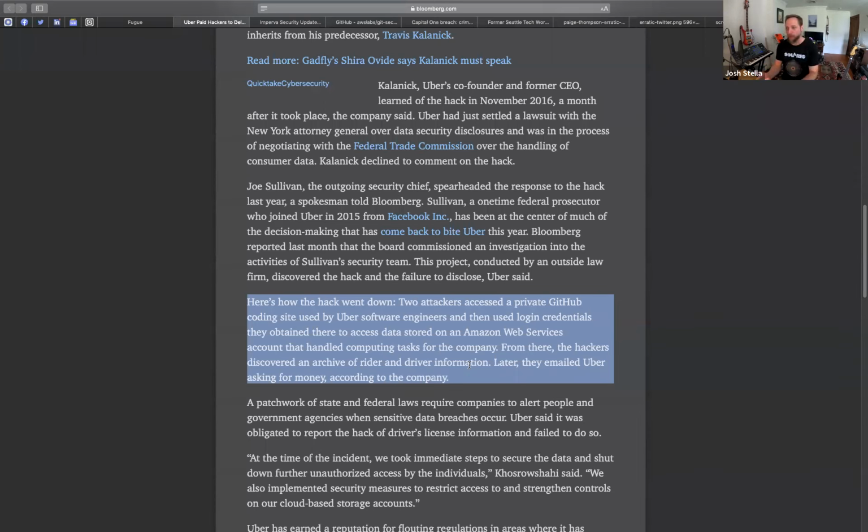So I've highlighted a paragraph here on my screen from a Bloomberg article, which I will read to you. Here's how the hack went down. Two attackers accessed a private GitHub coding site. Okay, let's pause. Private GitHub coding site means somebody got credentials to GitHub. A hacker got credentials to GitHub to see the private data in GitHub. So this should tell you two things.